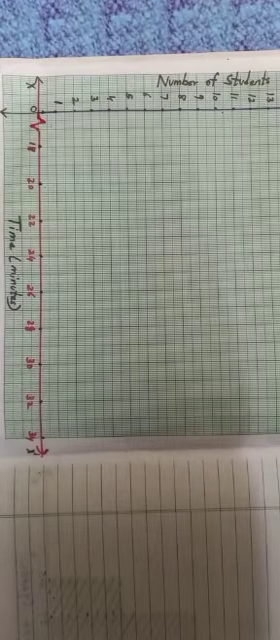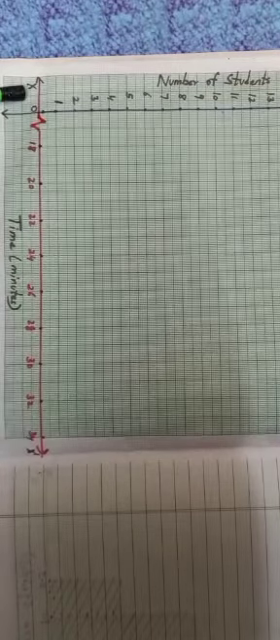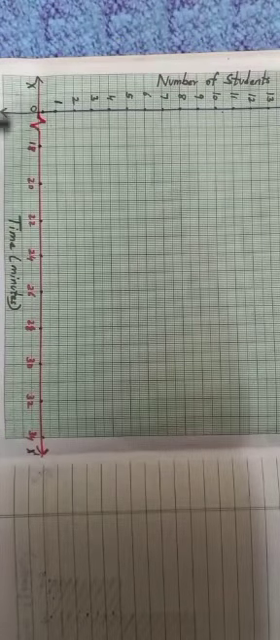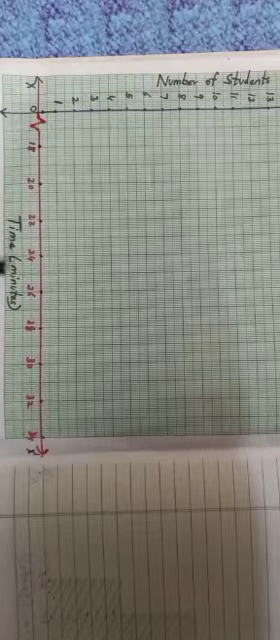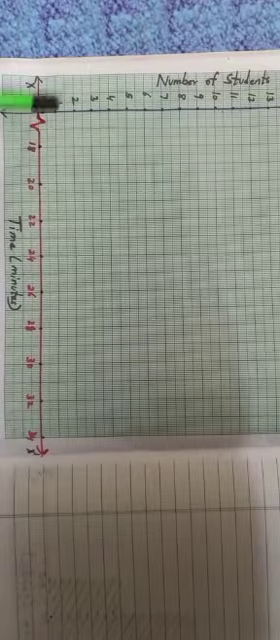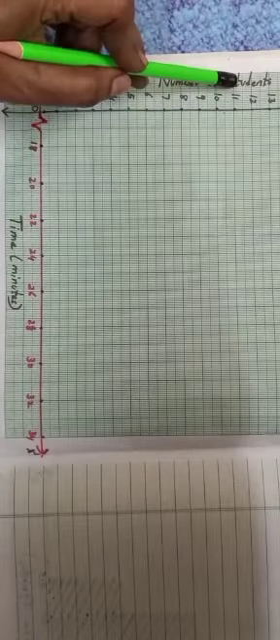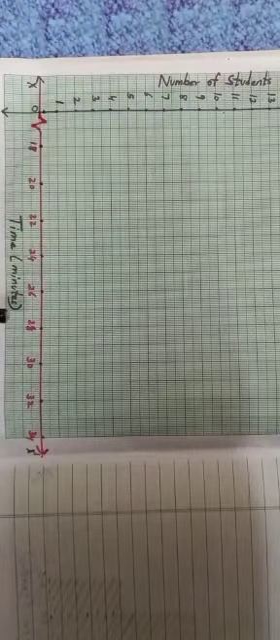Now we will draw the histogram and frequency polygon. For that, the first step will be to draw the x-axis and the y-axis. On the x-axis you will show classes, that is time in minutes, and on the y-axis you will show frequency, that is number of students.